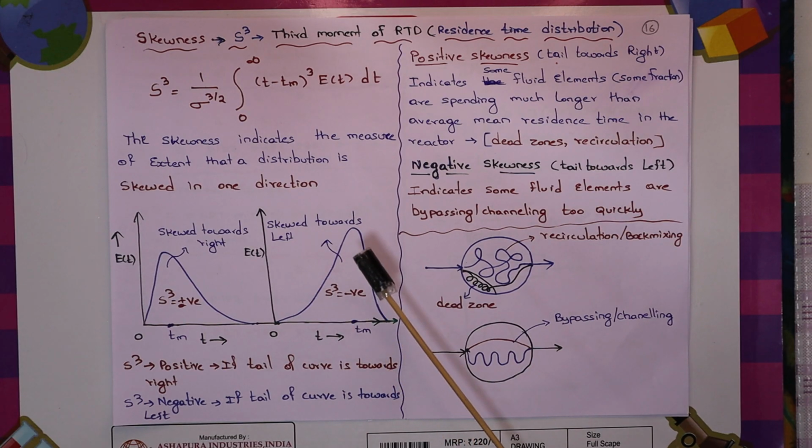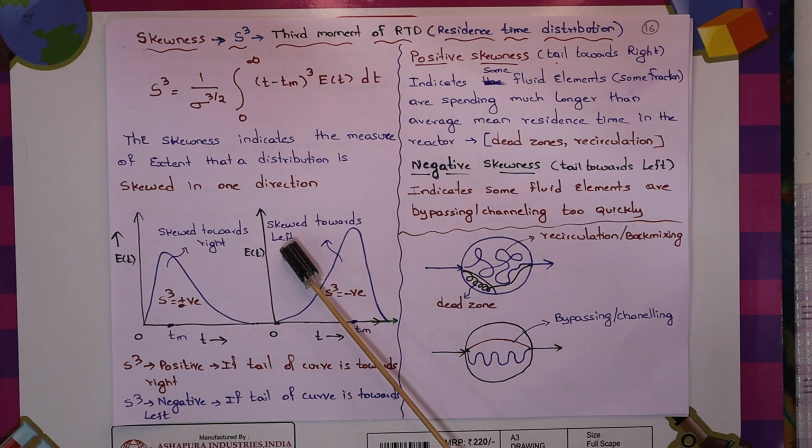And observe this right hand side. What is the skewness? Towards the left. That means the peak is towards the left hand side. What this means is, there are a few molecules which want to come at the early time, but the majority of the molecules you can see come at the later stage. So this is called skewed towards the right and skewed towards the left.